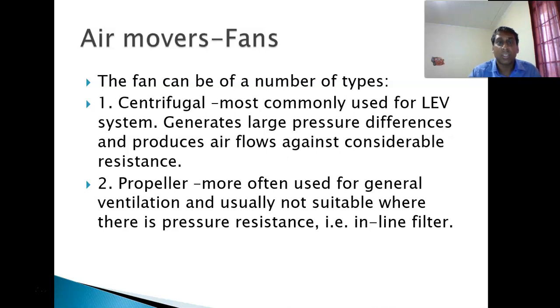We also looked at the shape of the ducting materials. The features of that must be round, sufficient size, robust enough to withstand the source of contaminant that it has to extract. So I guess almost last here you have fans, the type of fans, and again you just need to know about two types of fans. So the fan can be of a number of types. Centrifugal, most commonly used for LEV systems, generate large pressure differences and produces airflow against considerable resistance. Propeller, more often used for general ventilation and usually not suitable where there is pressure resistance, for example, in a line. So you could probably go with centrifugal.